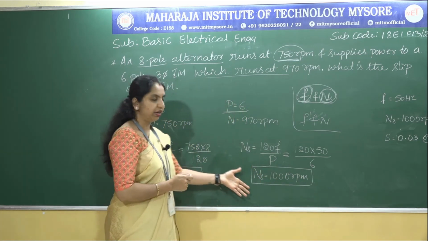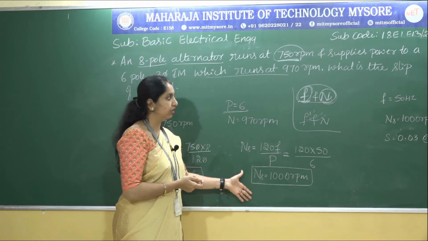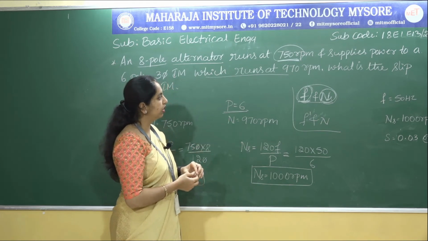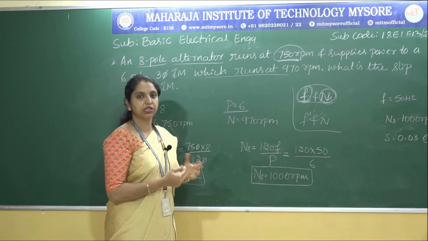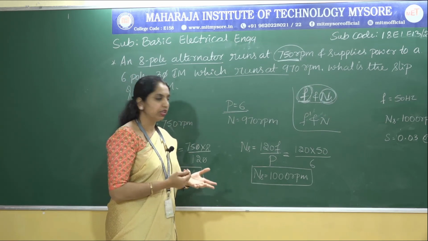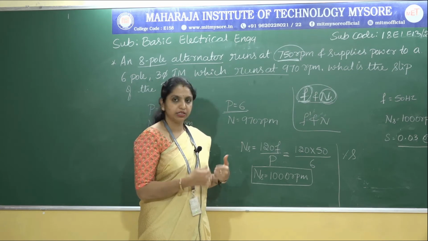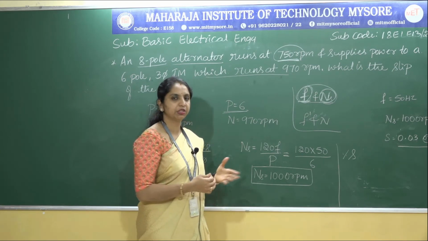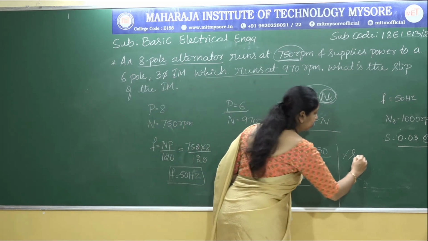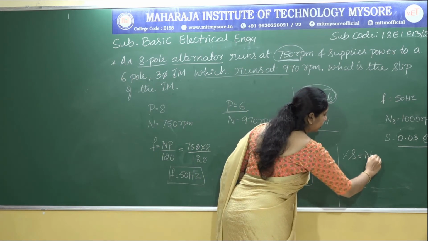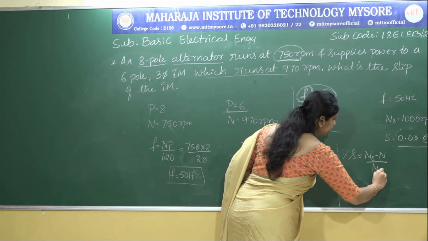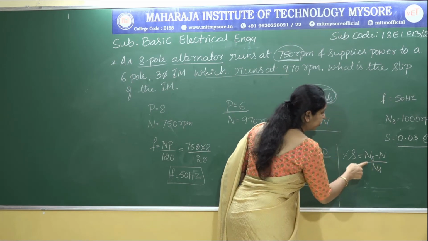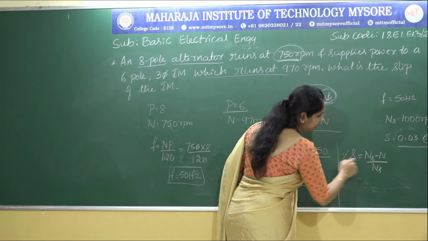Once you find the value of Ns, the synchronous speed, what is the final question? What is the slip of the induction motor? So what is the equation? You have already studied in the same chapter. We have already derived, or defined, the expression. So slip is equal to the ratio of Ns minus N divided by Ns.